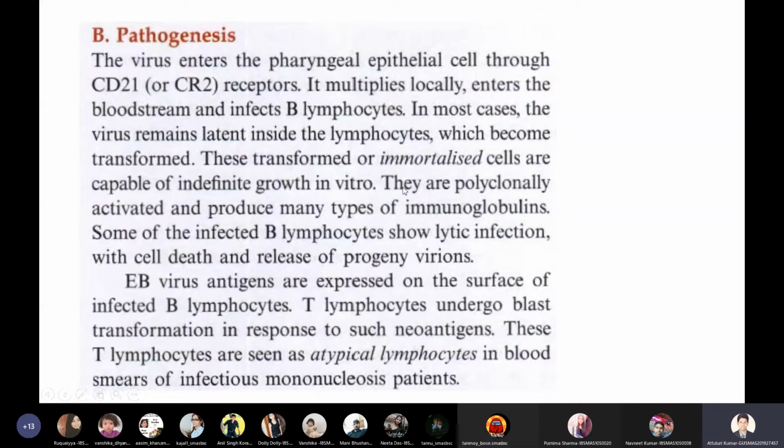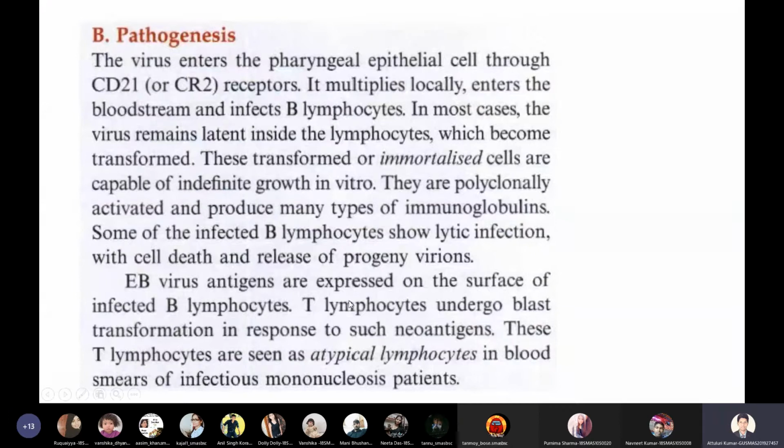This transformation occurs, and these immortalized cells are capable of indefinite growth in vitro. They are polyclonally activated. After becoming latent, when the virus is reactivated, the B cells will become cancerous. There will be an abnormal increase in B cell proliferation, so the B cell count will increase, and those B cells will cause a cancer. Parallelly, those B cells will also release progeny viruses, which are baby viruses, resulting in death of the B cells. So that is how this virus causes pathogenesis.